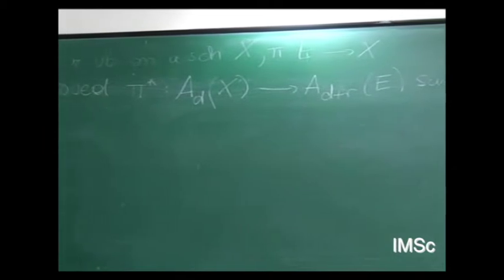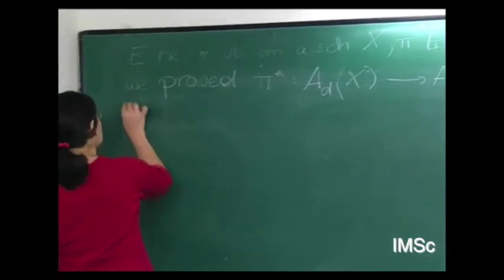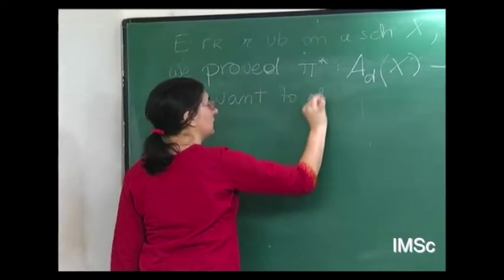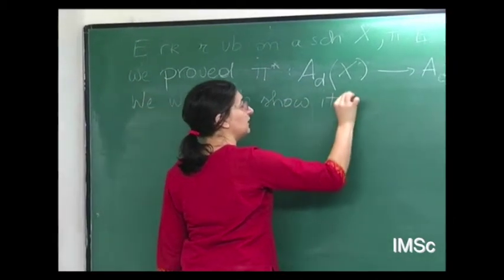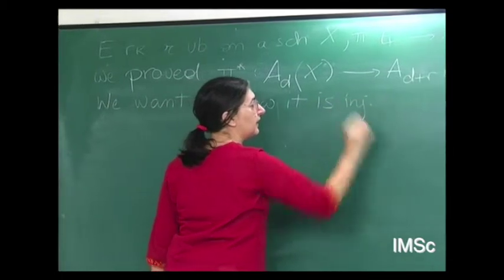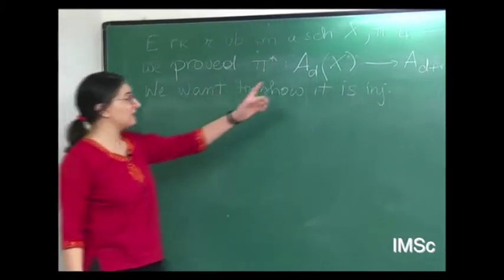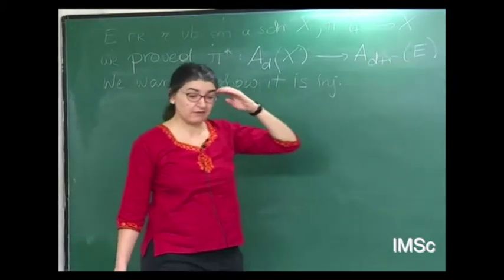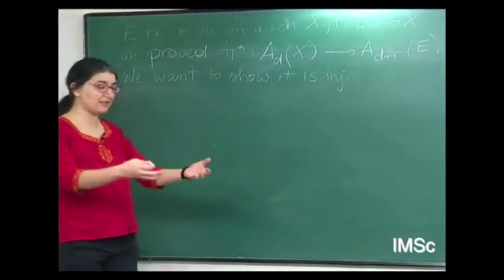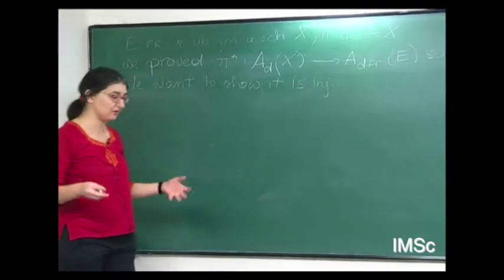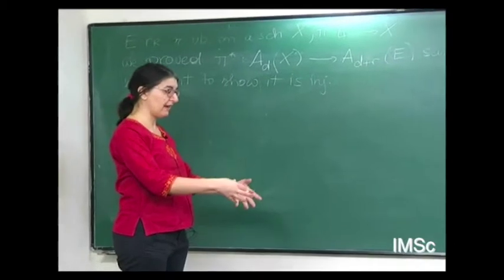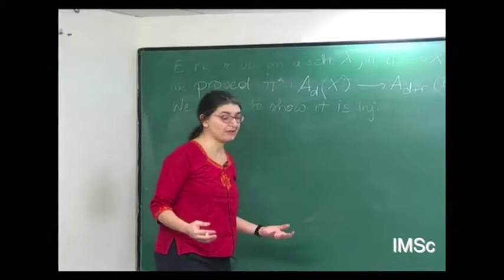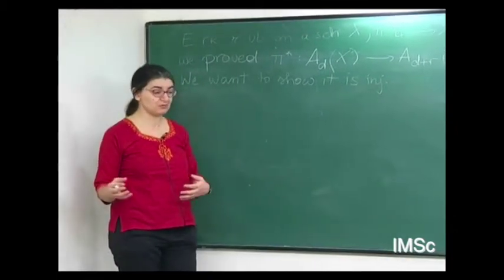And what we want to do is show it is injective. And therefore, it allows us to bring back cycles from E to X. So eventually, what we want to do is intersect, that's why it's called intersection theory, cycles on a larger scheme with cycles on a closed subscheme. And basically, our strategy will be to do this in two steps.